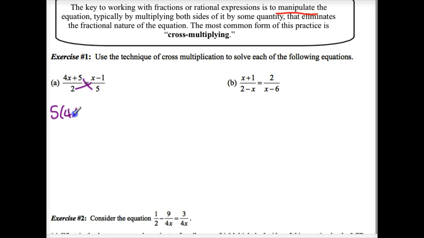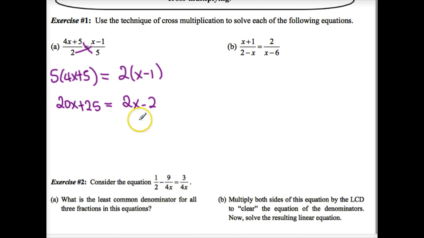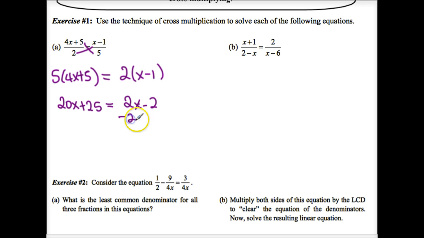5 goes to 4x plus 5, and then we have 2 into 2x. Distribute, this becomes 20x plus 25 is equal to 2x minus 2. And this is a simple two-step equation that we can be looking at here. So, what do we do? Minus 2x on both sides. Remember, only my like terms. This cancels. I'm left with 18x plus 25 is equal to negative 2.